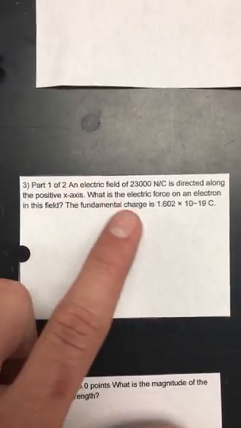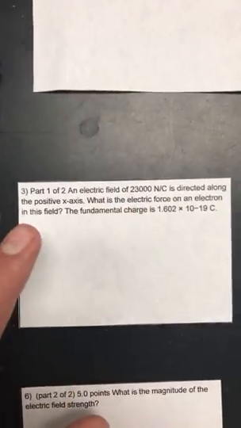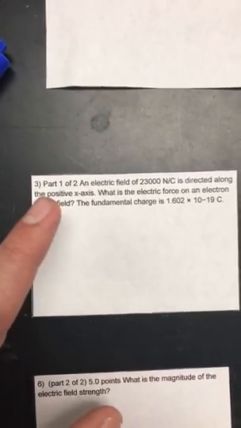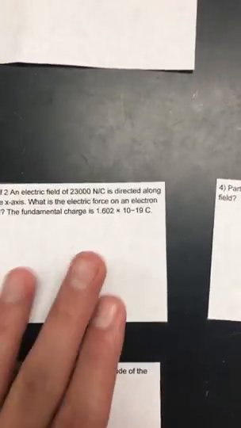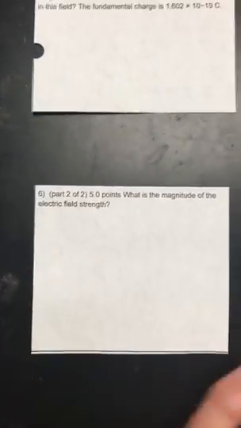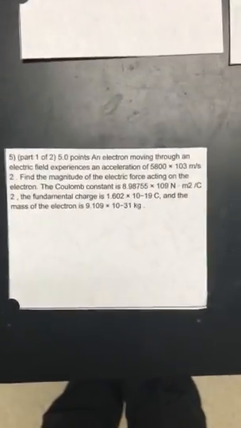So it says an electric field is directed along the positive axis. What is the electric force on an electron in this field? Okay, and so that force is either going to be negative or positive, whereas this guy would be negative, meaning it goes towards it. This guy would be positive, meaning it goes away. And then you move down to part 2 of this. What's the magnitude of the field strength? Oh, I'm sorry, I have those mixed up. I apologize. Number 5 and 6 are two different problems. So we'll be looking at 5 and 6.